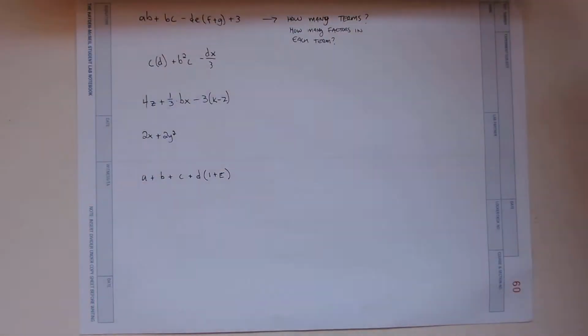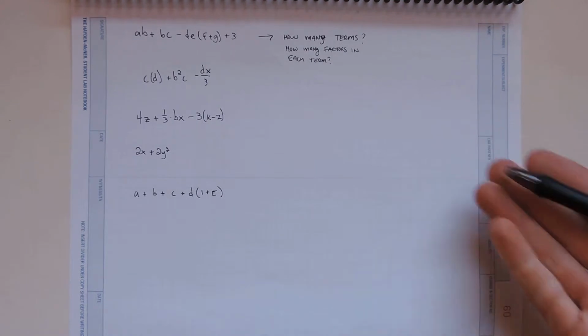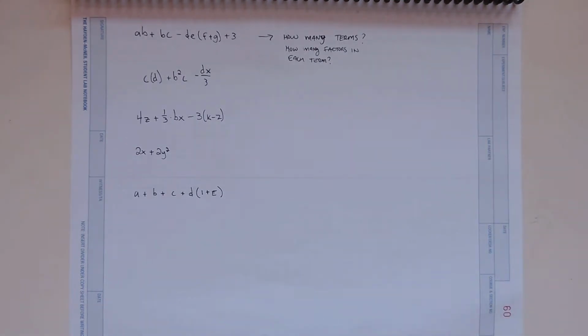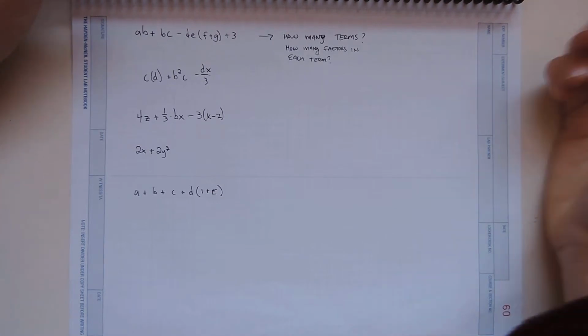Now let's do some examples. I would like you, if you want to, to count how many terms there are and how many factors are in each term. You can pause the video and do this, or if you just want to ride along with me, that's cool too. Okay, so let's begin.